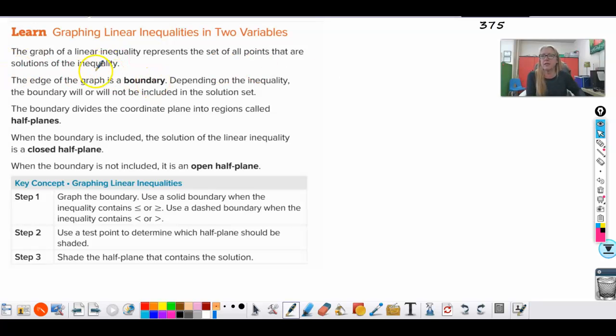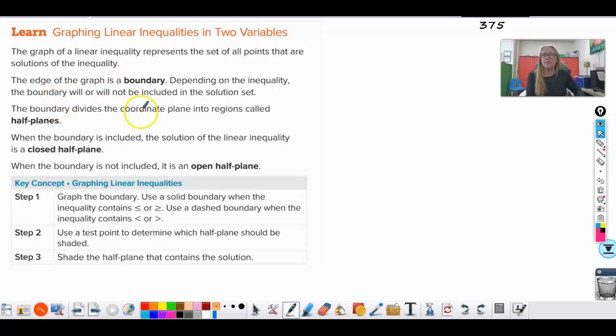Here's your terminology. Boundary is one of your vocabulary words. The edge of the graph is a boundary. Depending on the inequality, the boundary will or will not be included in the solution set. What that means is when you graph these lines, sometimes you're going to graph solid lines and sometimes you're going to graph dashed lines. When we were graphing inequalities, we'd have open circle and closed circle. The dashed line is the linear version of the open circle. It means it's a boundary, but it's not included in the solution set.